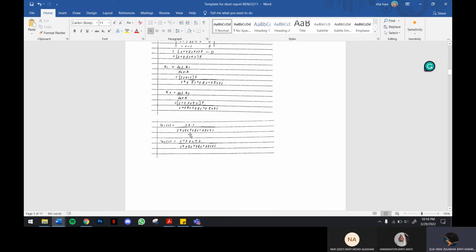Lastly, this is the value of the transfer function for G1(s), while this is the last answer for G2(s). Thank you.